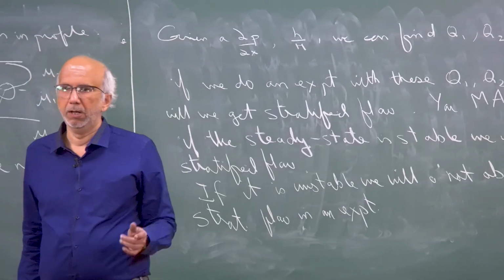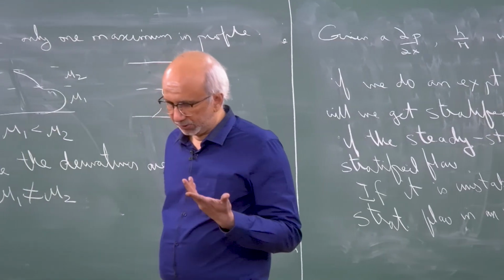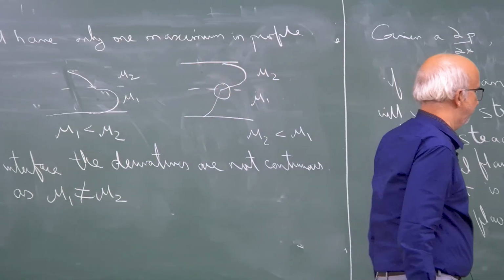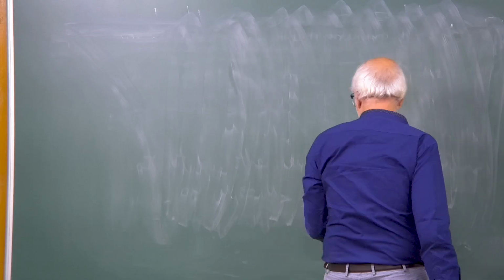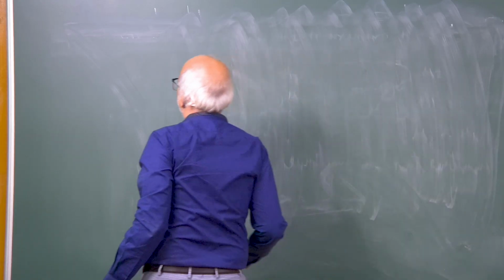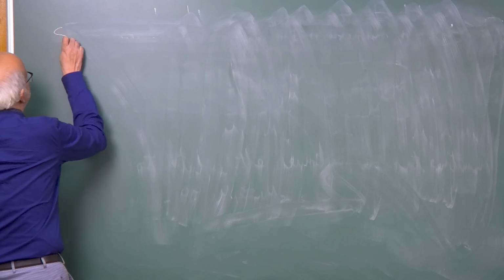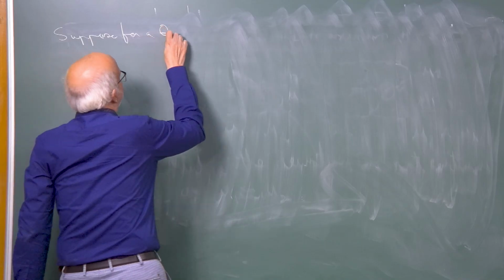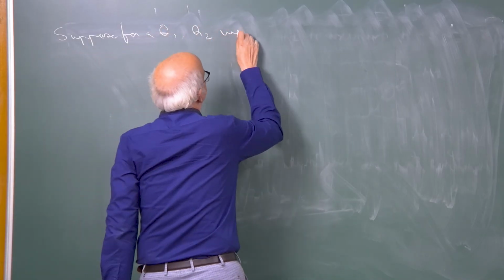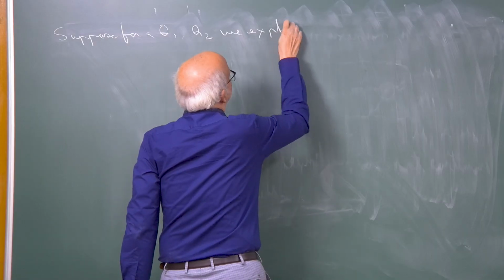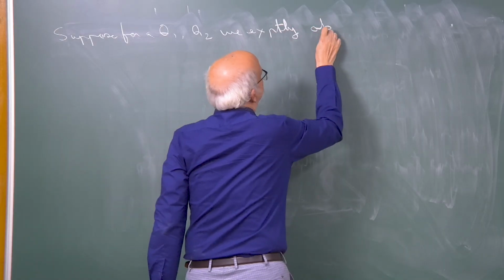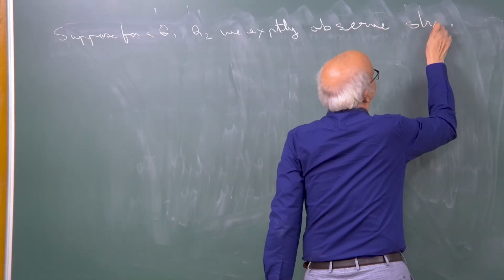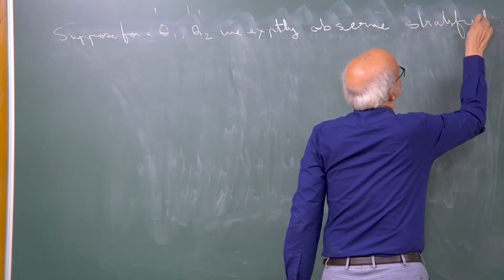Okay. So what's going to happen? If you don't have stratified flow, what's likely to happen? I'll just discuss one possibility of what will happen, and then you will see. Okay, so suppose for a Q1, Q2, we experimentally observe stratified flow.